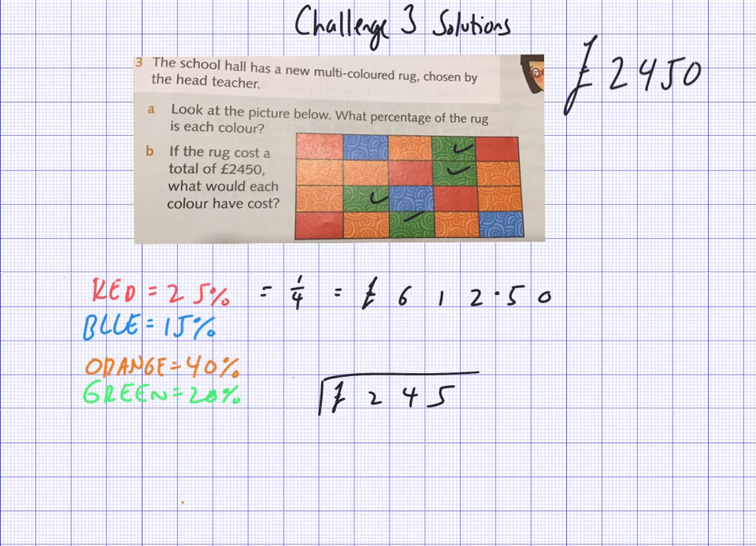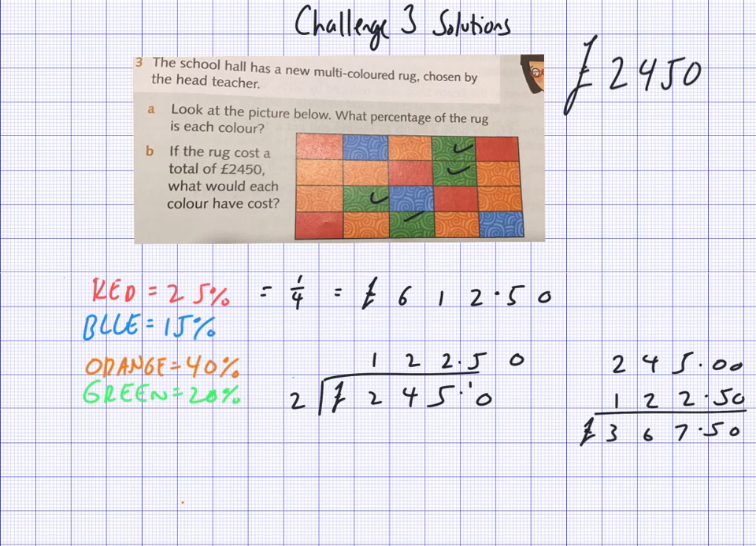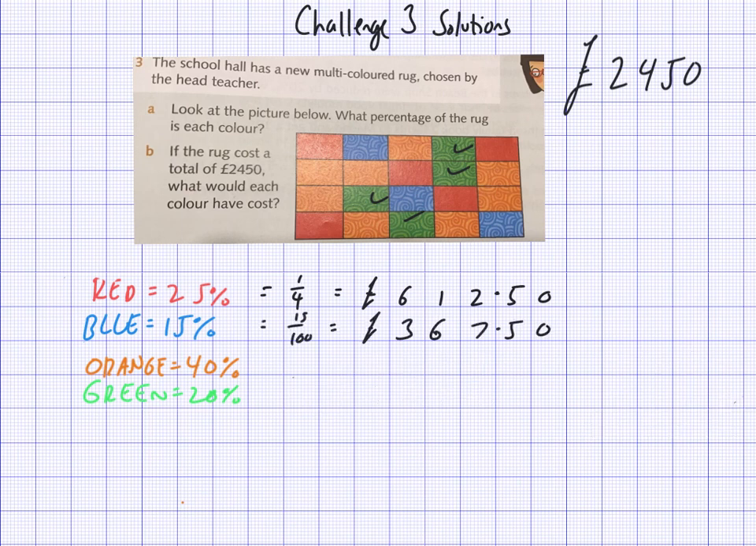The blue is 15%, so if I take 10% of the 2,450, that's 245. If I half that to find 5%, I get remainder 1 there, so 122.50. So I need to add 10%, 245 to 122.50. And my price for the blue comes out at £367.50.